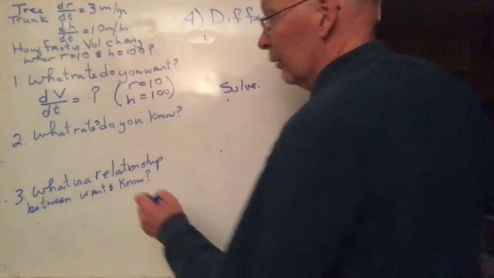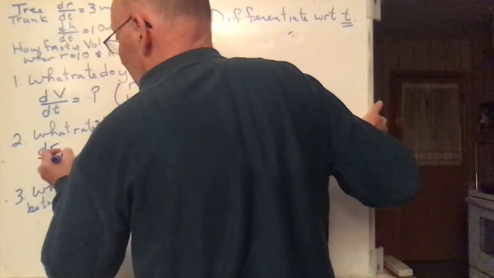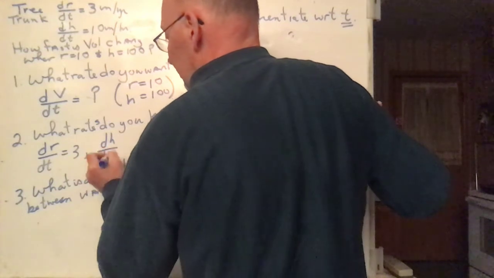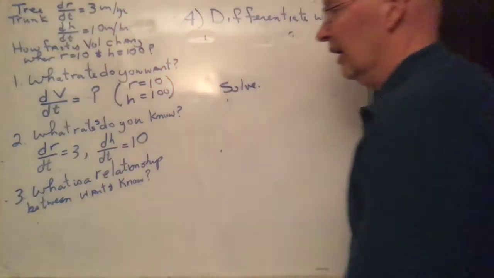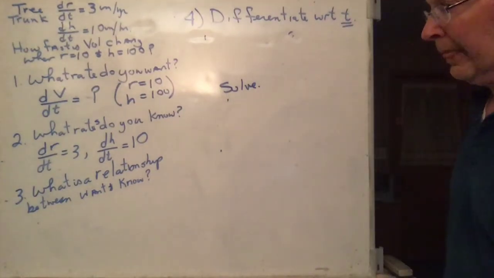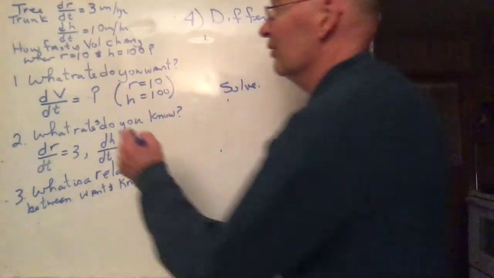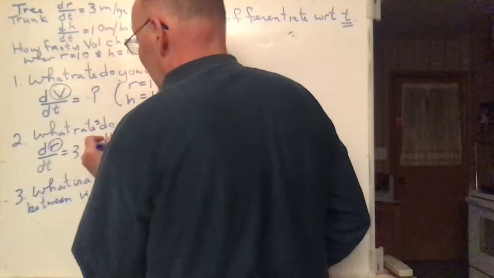We know the rate at which the radius is changing is 3, and the rate at which the height is changing is 10. Okay, so there are the rates we know. What's the relationship between what we want and what we know? So here we go again. If you want to, just circle those three things.